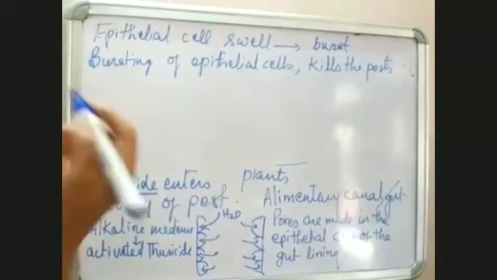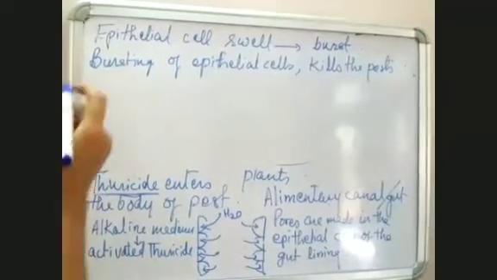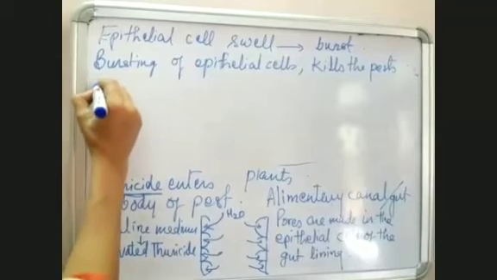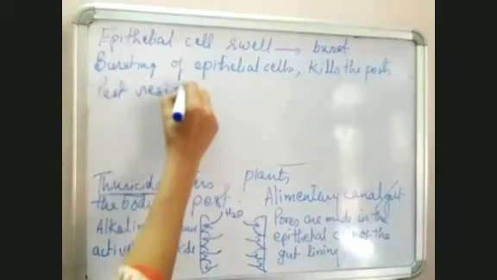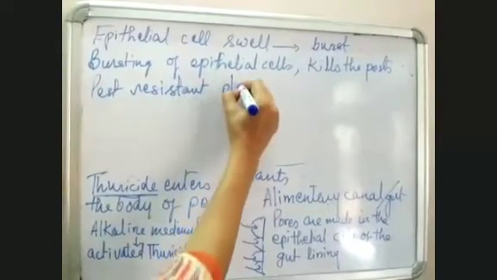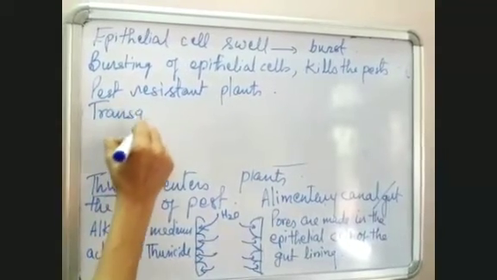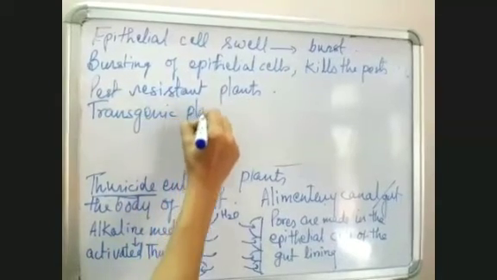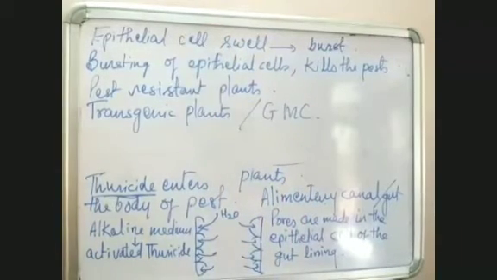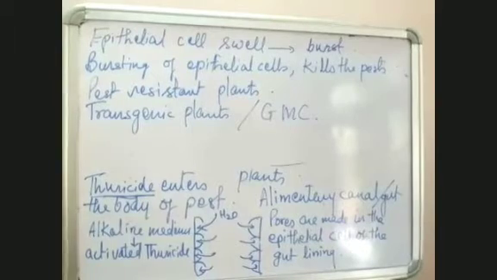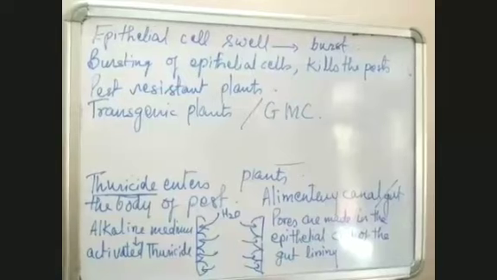So this is how the people who were working with biotechnology were able to obtain pest resistant plants. These are also known as transgenic plants or genetically modified crops. And the names I have already told you, like the BT gene has been introduced in case of corn, in case of cotton, in case of brinjal, etc.